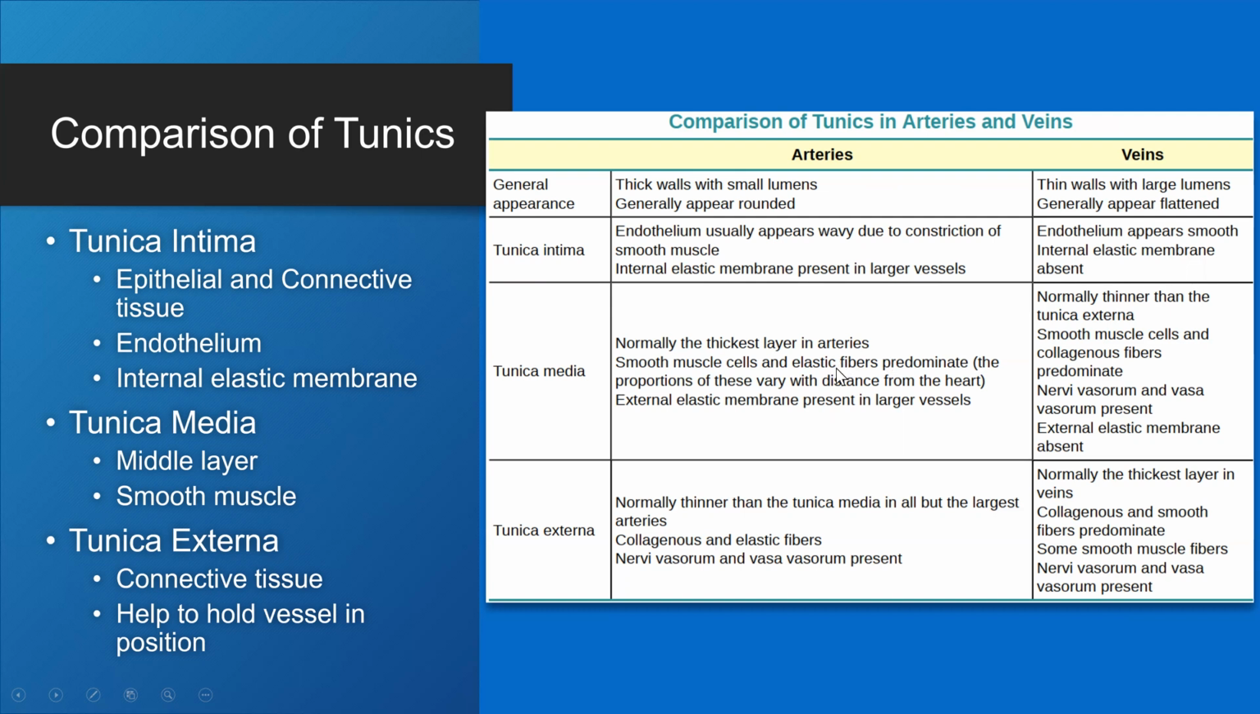In the arteries, we also have elastic fibers, and we have an external elastic membrane present in large vessels. In veins, it's also smooth muscle cells. We have collagen fibers. We have nervi vasorum and vasa vasorum, and the external elastic membrane is absent. In tunica externa, usually in arteries, it's thinner than tunica media. It has collagen and elastic fibers, and it has nervi vasorum and vasa vasorum, so blood supply and nerve supply. In veins, it's normally the thickest layer, and we have predominantly collagen.